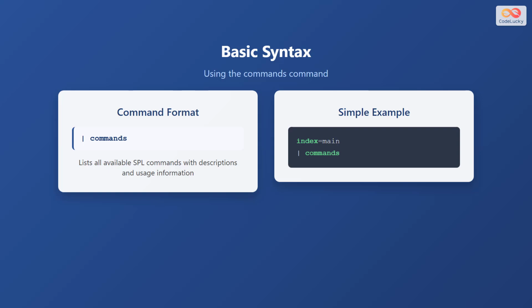The Commands command follows a simple and straightforward syntax in Splunk. To use this command, you simply type a pipe symbol followed by the word commands. The basic format is pipe commands, where the pipe symbol tells Splunk to pass the results from any previous search to the Commands command. This command does not require any additional parameters or arguments, making it one of the simplest commands to execute in SPL. When you run this command, it will return a comprehensive list of all available SPL commands that you can use in your searches and data analysis.